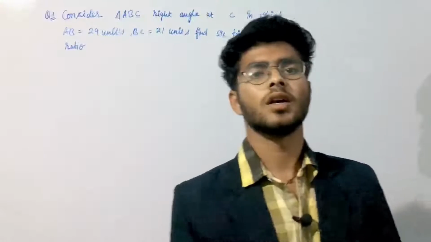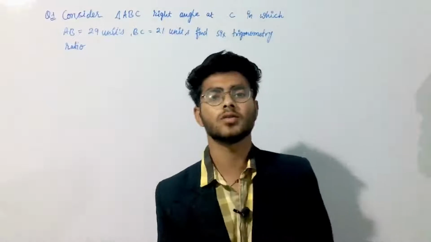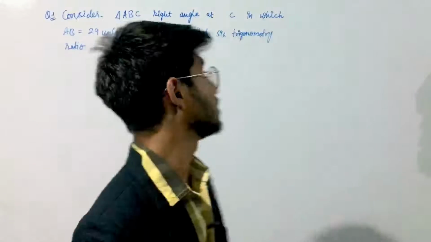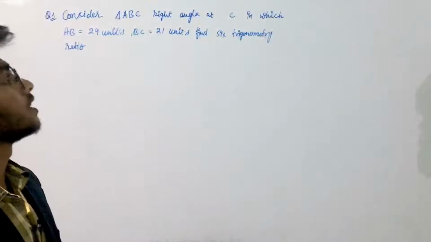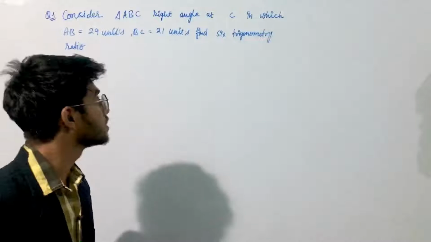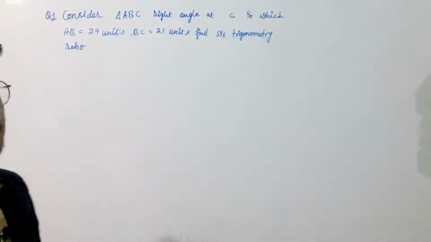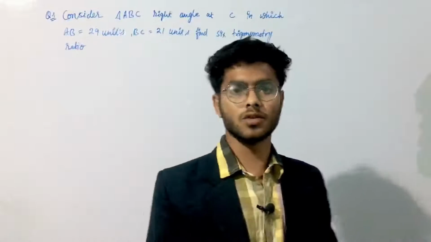Hello friends, in this video we will discuss some questions about trigonometry. Let me start. First question: we consider triangle ABC, right angled at C, in which AB is equal to 29 units and BC is equal to 21 units. Find the 6 trigonometric ratios.